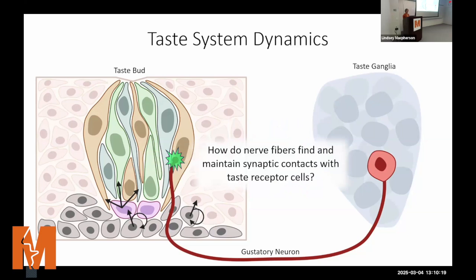So how do nerve fibers find and maintain synaptic contacts with the taste receptor cell? We've come on this question to look more in depth about how taste synapses are formed. We know that the gustatory nerve is providing trophic factors to maintain some of the taste bud homeostasis, but is it also important for developing sites of contact and sites of synapse between taste receptor cells and taste neurons? So this is one of the questions that we're really interested in following up on in the lab.